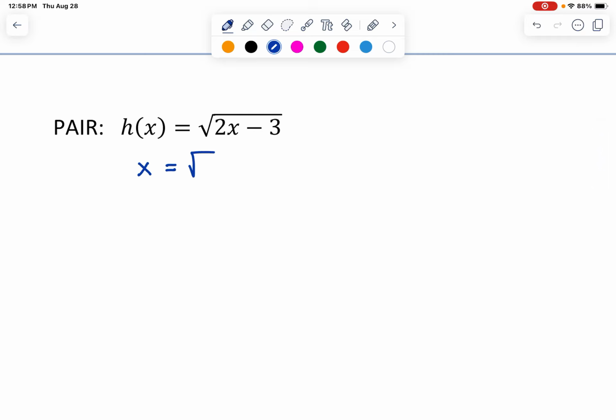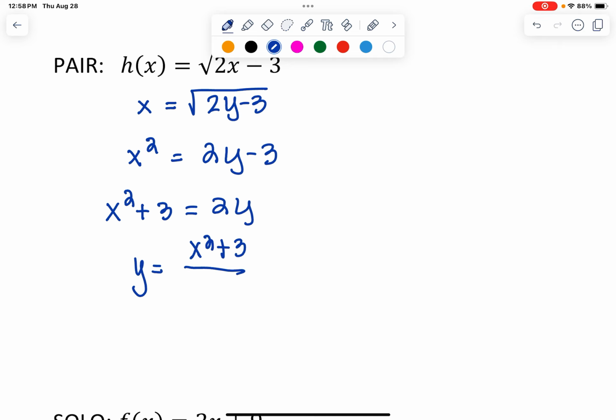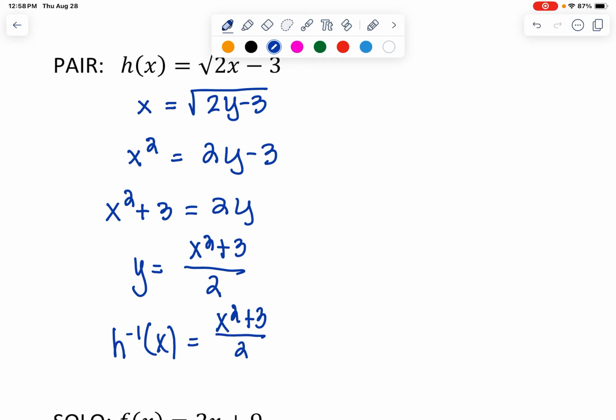All right, this one here, so rewrite as y equals and then switch x and y. So I have x equals square root of 2y minus 3. And then to get rid of that square root, we're going to square both sides. That's x squared equals 2y minus 3. Add 3 to both sides. x squared plus 3 equals 2y. And then divide both sides by 2. So we have y equals x squared plus 3 over 2. Once again, you can divide both by 2 and say you have 1/2 x squared plus 3 halves, but I don't think that's necessary. But it is necessary to write it as h inverse is equal to x squared plus 3 all over 2. And there's your function.